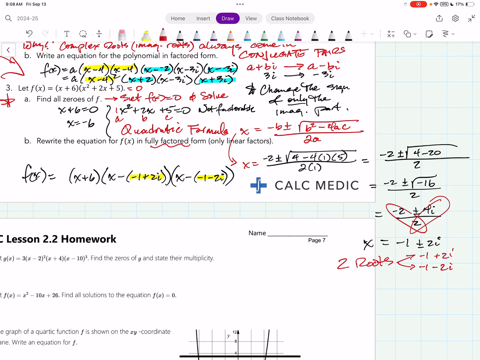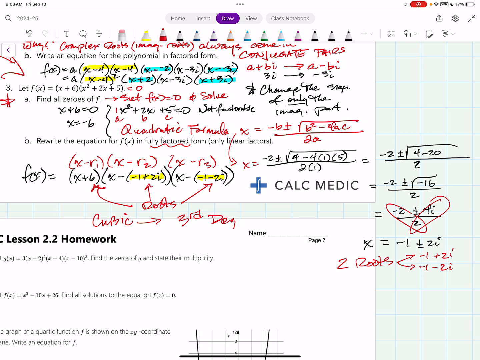So again, your general factored form is x minus r1 times x minus r2 times x minus r3. And again, these are called roots. And there we go. So this is obviously a third degree function. It's a cubic. Okay? Why a cubic? Well, it's third degree. Okay, and there you go.